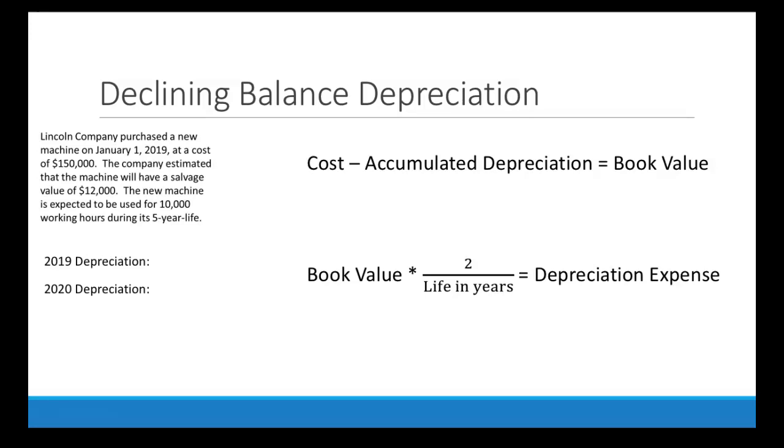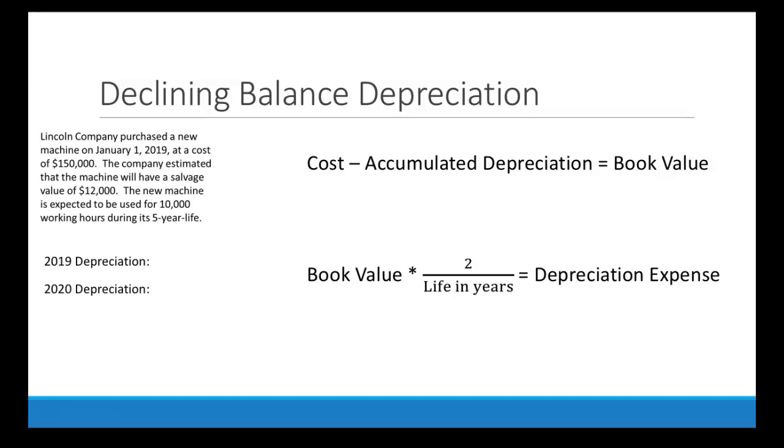So let's talk about the declining balance method. Your declining balance method is very different from straight line and units of activity, right? And this one can sometimes be a little bit tricky, especially based on how it's worded in your textbook. So let's just take a look at the formula that we have on our screen right now. First we take cost minus accumulated depreciation, and that's going to give us something called the book value.